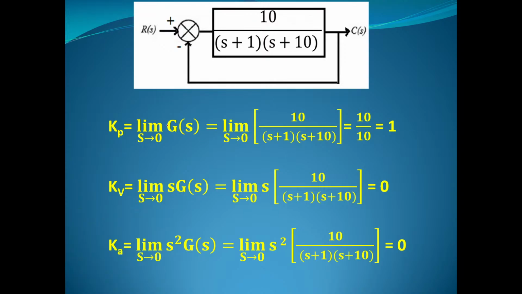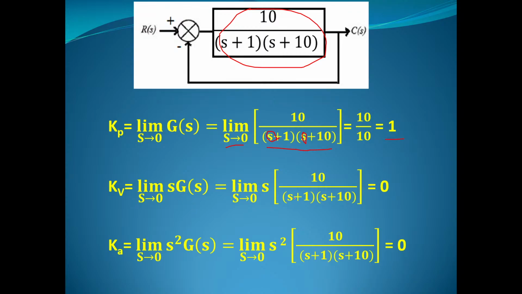Okay, now substitute G of s here. Limit s tends to 0. What is G of s? 10 divided by s plus 1 into s plus 10. Now there is nothing to cancel here. Substitute the limit s tends to 0. This will become 0. This will also become 0 when you substitute this limit. What is left over? 10 divided by 1 into 10. So 10 divided by 10, you will get Kp equal to 1.